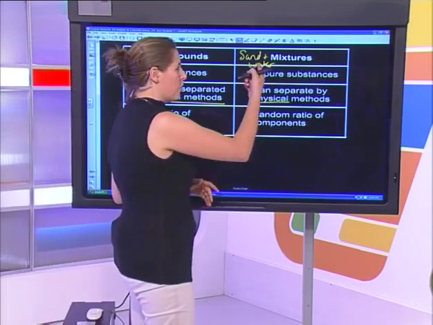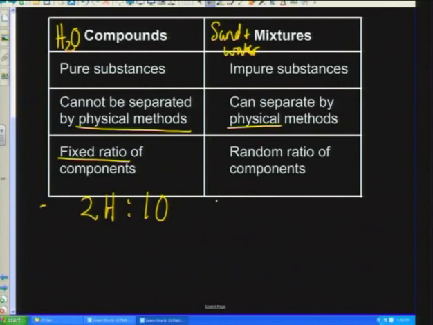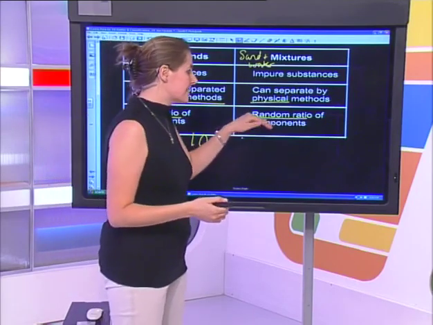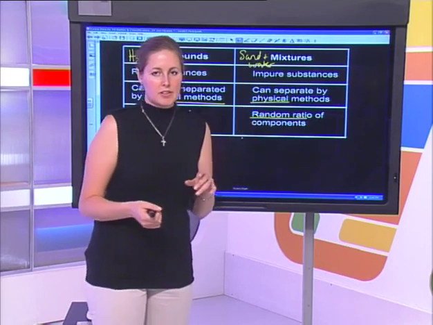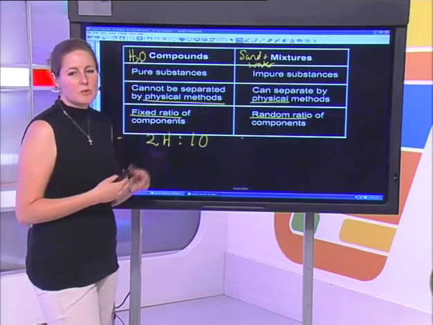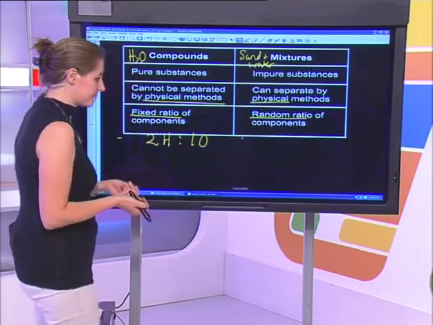Whereas with a mixture of sand and water, you can have any random ratio. Maybe I put 1 spoon of sand in the water and mixed it up. Maybe I put 15 spoons of sand in the water and mixed it up. It is a random ratio of those components, not a fixed ratio. So let's turn and see how you could be asked questions based on this chapter.